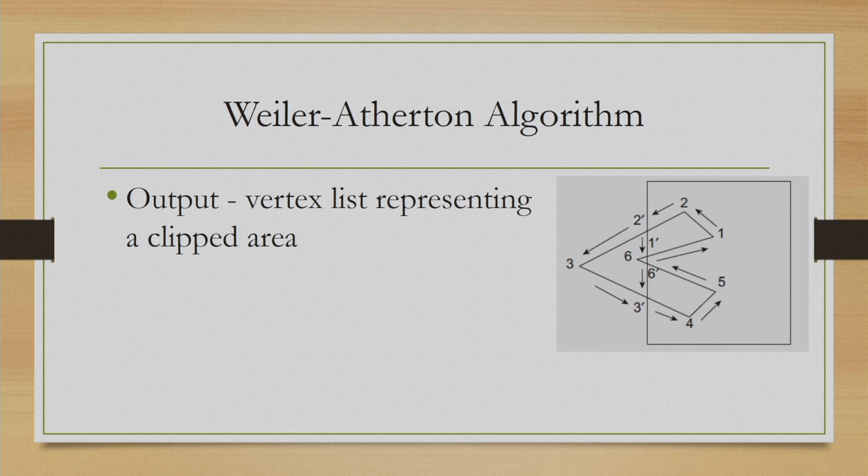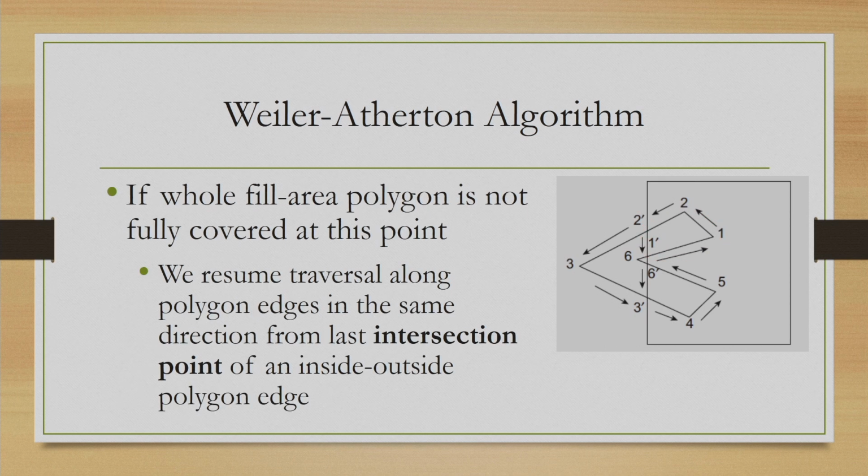And after this traversal ends, the output is the vertex list representing a clipped area, as we have seen. So, in this case the traversal ended at 1. So, we get the vertex list 1, 2, 2 dashed and 1 dashed, which gives us this clipped area. But clearly here the whole fill area is not covered. Some of the vertices are still not processed. So, then what do we do? We resume traversal in case all the vertices are not processed.